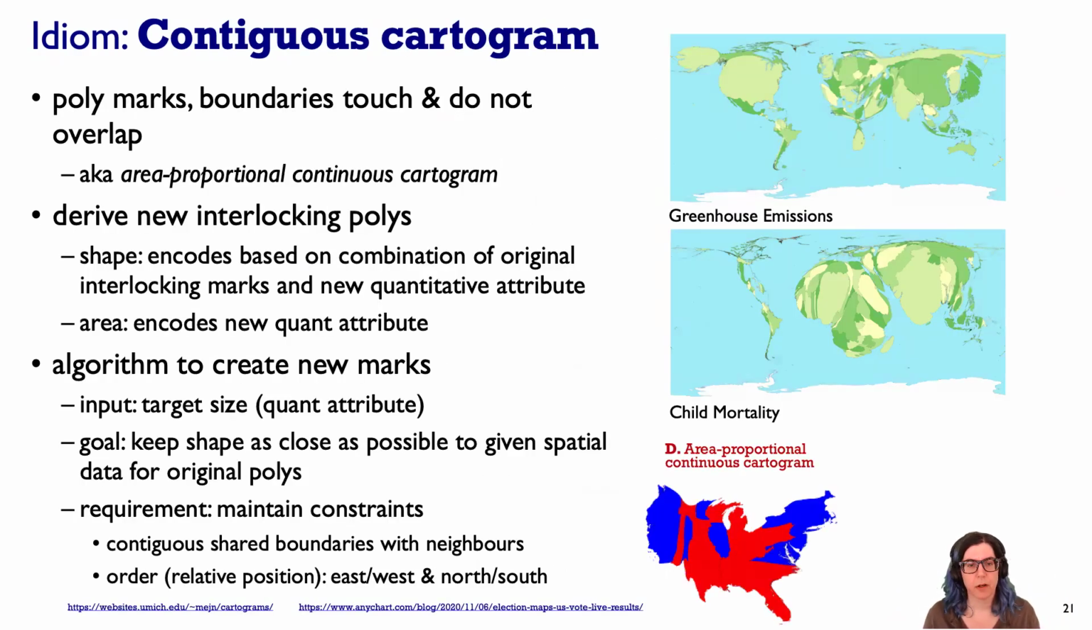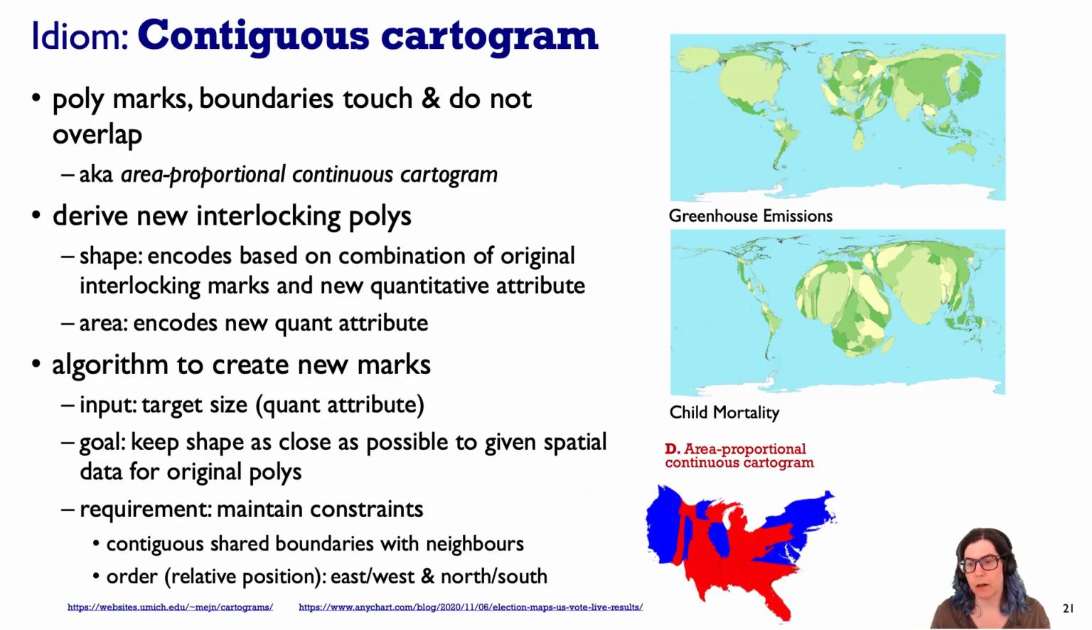That first kind, a contiguous cartogram, sometimes called an area proportional contiguous cartogram, is where we make this new set of polymarks where we try to keep the shape as much as we can, but that's a soft constraint. The hard constraint of the algorithm is that the total area surrounded by that boundary has to encode this new quantitative attribute, which means that the shapes might actually change quite a bit, because the algorithm also preserves the property that all the mark boundaries touch each other.